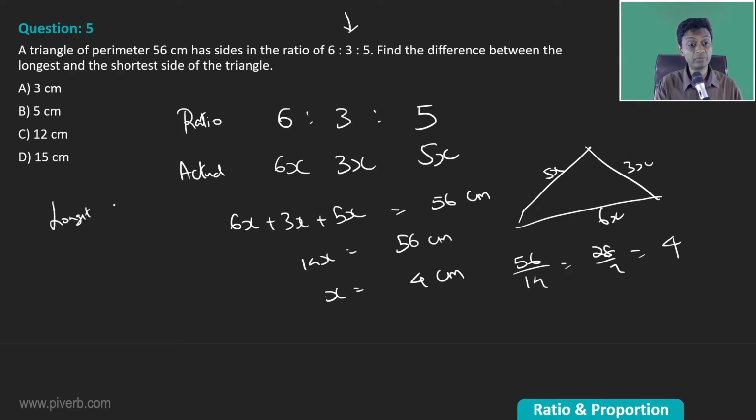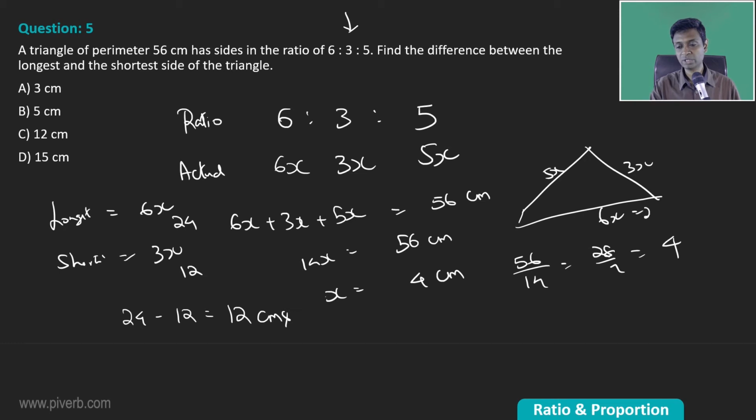Longest side is 6x. Shortest is 3x. 6x is 6 into 4, 24. 3x is 3 into 4, 12. The difference is 24 minus 12, which is 12 centimeters.